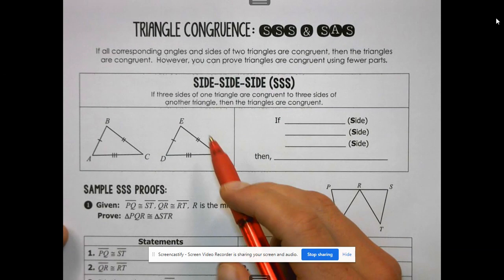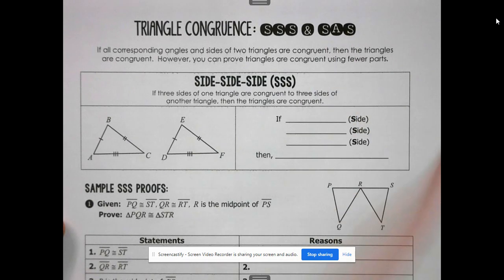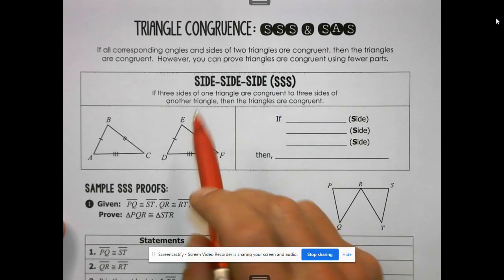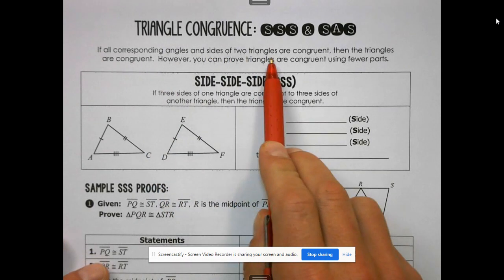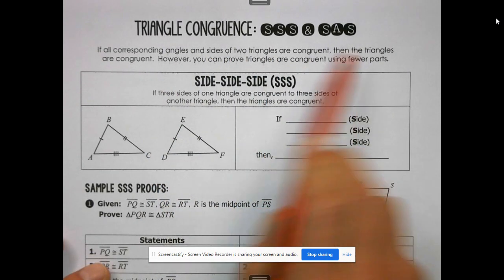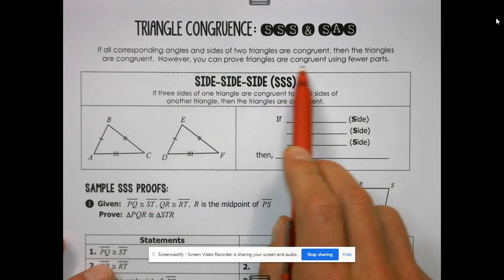All right, first up to bat to prove triangle congruence is side, side, side, and then side, angle, side. It's a longer lesson, so if you need to take a break, hit pause and go do your thing. Here we go. If all corresponding angles and sides of two triangles are congruent, then the triangles are congruent. However, you can prove triangles are congruent using fewer parts.